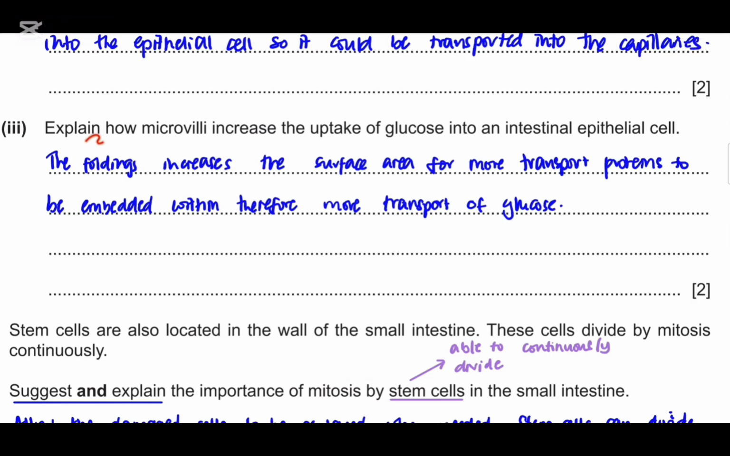Okay, moving on. Explain how microvilli increase the uptake of glucose into an intestinal epithelial cell. So the idea is that the foldings increase the surface area. For what? So that a lot of this transport protein can be embedded within the structure. Then, why is that good? So more transport of glucose can occur.